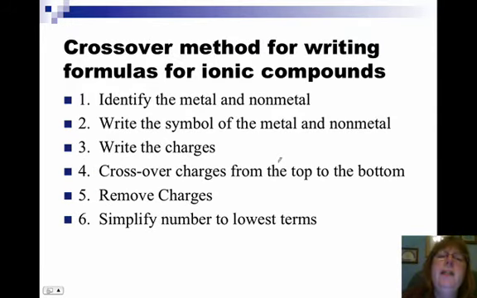All right, so let's learn how to write these ionic compound formulas. I call it a crossover method. So first of all, you have to identify the metal and the nonmetal. This is our set of rules, and we'll be using it as we go through. You're going to write the symbol for that metal and for the nonmetal. You're going to give them each their charge, and then you're going to cross over their charges, and I'll show you what that means. We'll remove the charges and simplify to the lowest terms. So basically, when you're all done, the positive charges will equal the negative charges in that ionic compound.